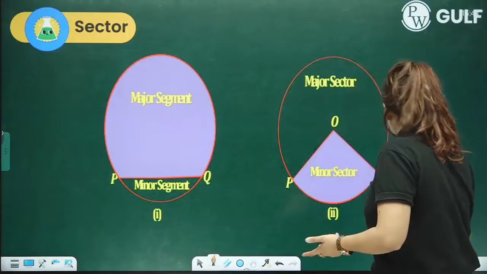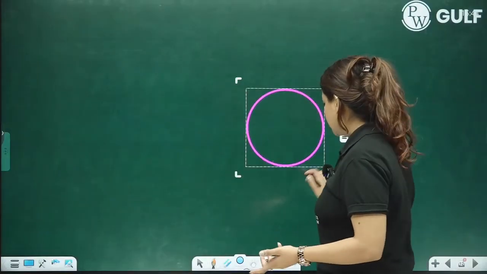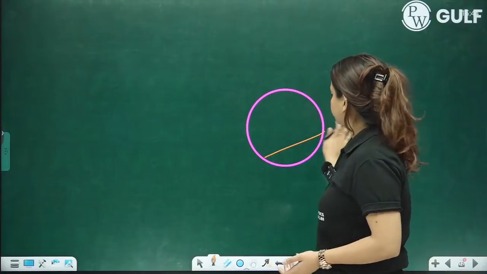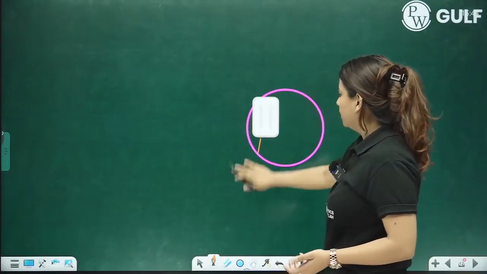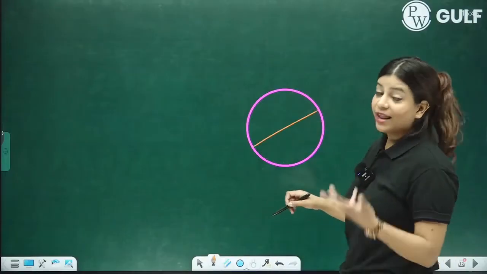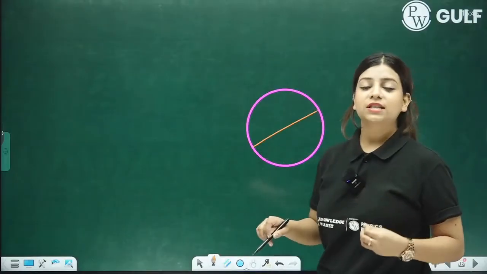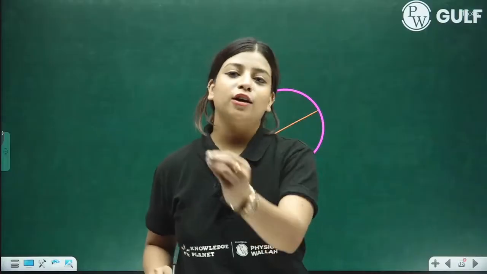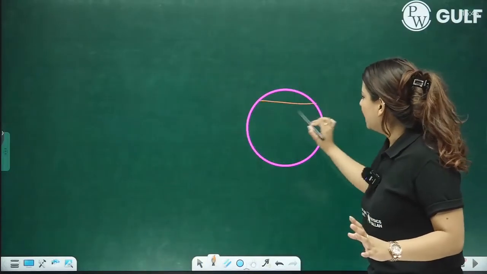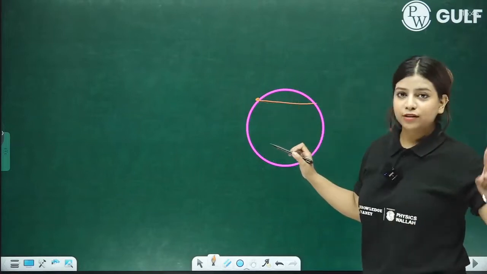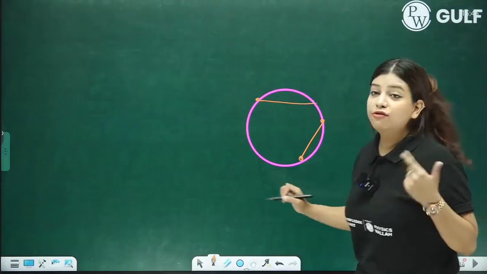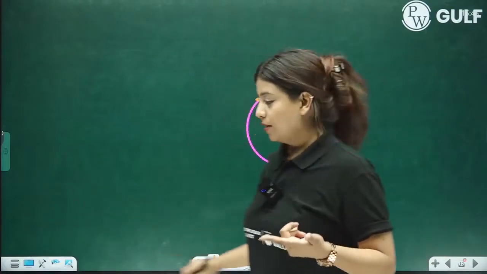Right? So if we talk about a chord, students, if this is the circle that we are talking about, this can be a chord, this can be a chord, this can be a chord, and the diameter is also a chord, and given that, diameter is the longest chord of the circle. So basically any line which starts from the circumference of the circle and ends at the circumference of the circle forms the chord of a circle.